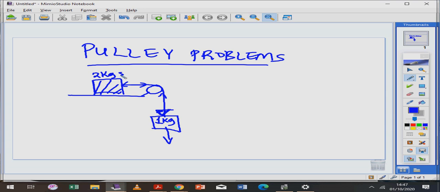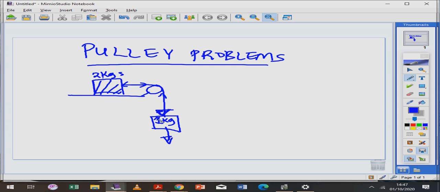Do you think this system will move, or do you think it will stay at rest? If someone was holding a hand on this object, and when they take the hand away, will it move or will it stay at rest? What do you guys think? You can pause it for a bit and see.